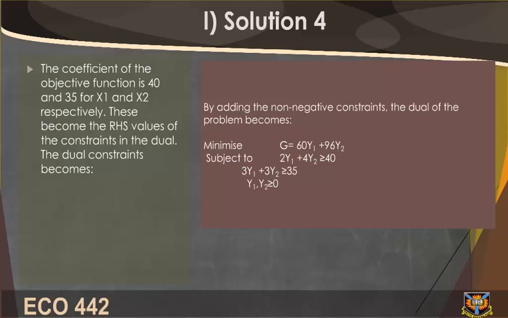The coefficients of the objective function are 40 and 35 for x1 and x2 respectively. These become the RHS values of the constraints in the dual. Adding the non-negative constraints, the dual of the problem becomes: minimize G equals 60y1 plus 96y2, subject to 2y1 plus 4y2 greater than or equal to 40, 3y1 plus 3y2 greater than or equal to 35, y1, y2 greater than or equal to 0.